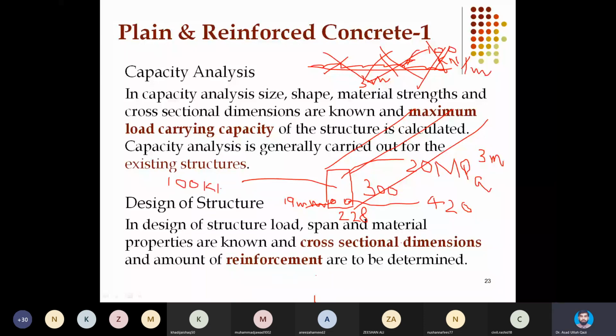That against a given design, what load can be safely applied on that member. It is called capacity analysis. And design means a load is given and you need to decide what are the section details and what strengths should be used to take on that load. So in this way, at the end of this subject, we will be able to carry out not only the capacity analysis but also the design.